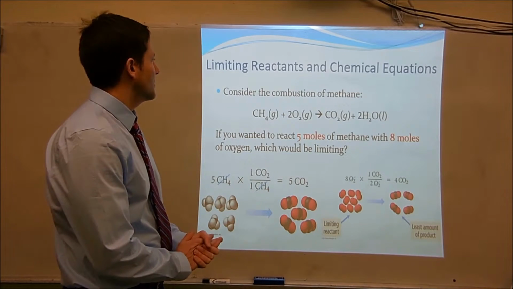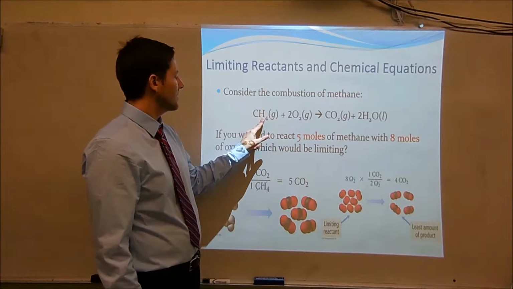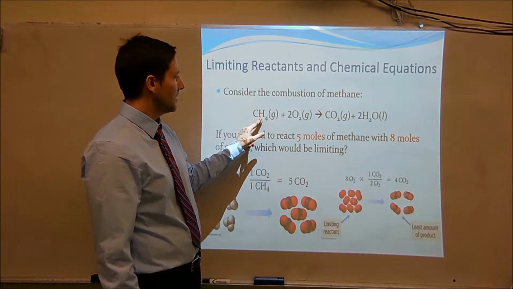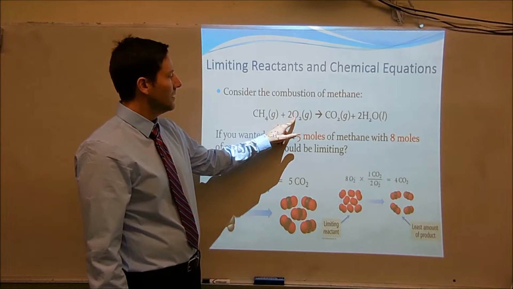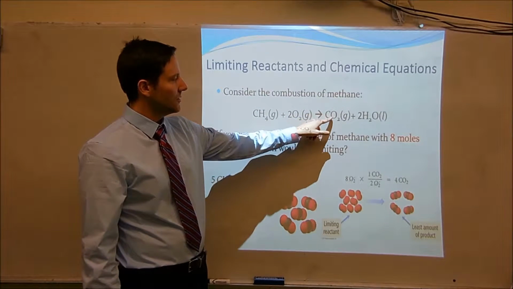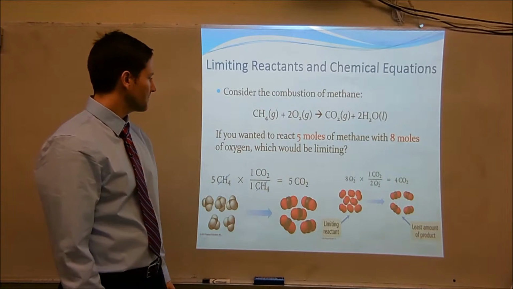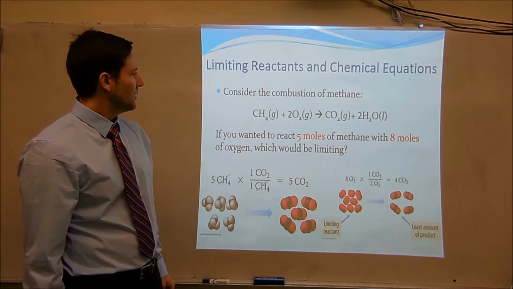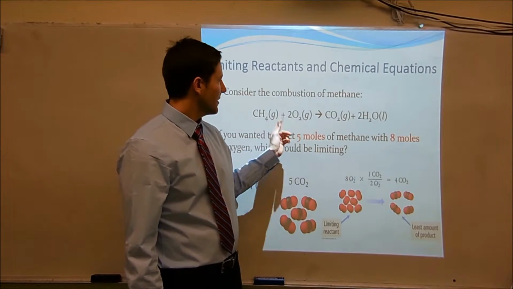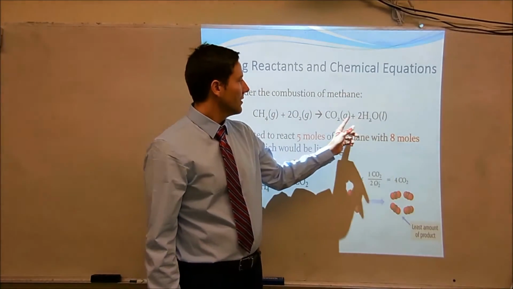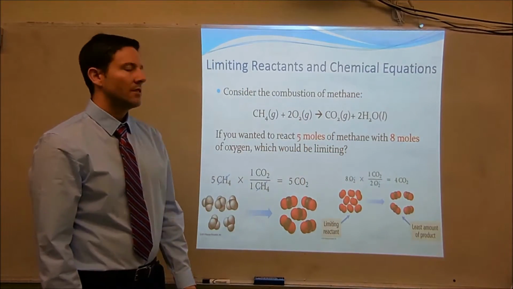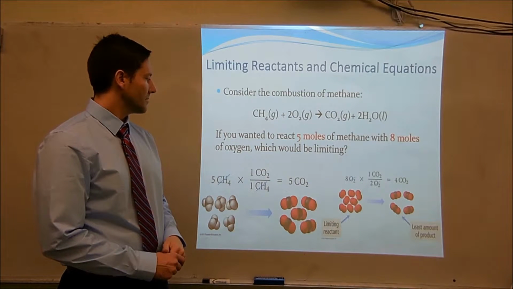So here's a chemical reaction. Consider this reaction. It's combustion of methane. Here's 1 mole of methane plus 2 moles of oxygen yield 1 mole of carbon dioxide and 2 moles of water. Let's say you wanted to react 5 moles of methane with 8 moles of oxygen. Which reactant would be limiting?